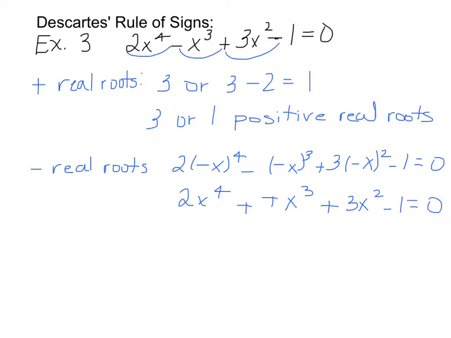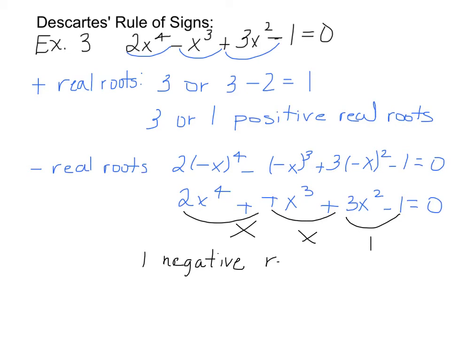And then we still have our minus 1 at the end. So now I'm going to count the sign changes. From here to here, no sign change. From here to here, no sign change. But from here to here, there was 1, which means there is 1 negative real root. So I basically look at Descartes' rule as a way of helping you when you're trying to figure out which of my list of possibles I should try.